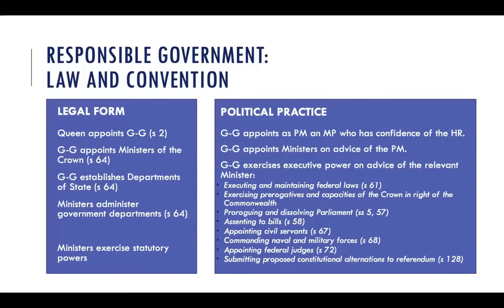So, a fast recap here. We have the legal form. The constitutional provisions place the exercise of executive powers primarily in the Governor-General. So, it's appointed by the Queen. He or she will appoint ministers of the Crown, establish departments of state, and those ministers will administer the government departments, etc.